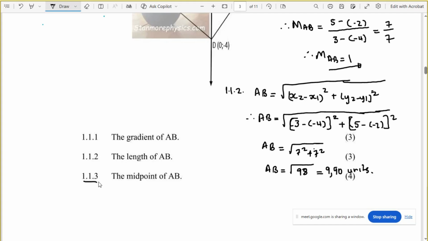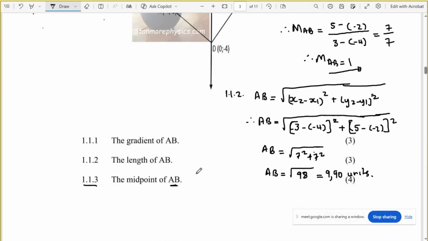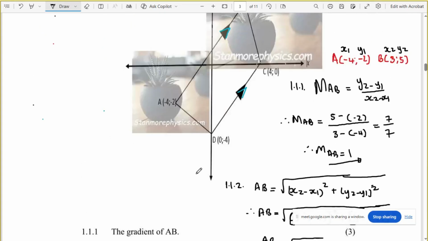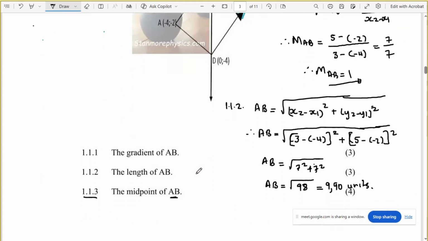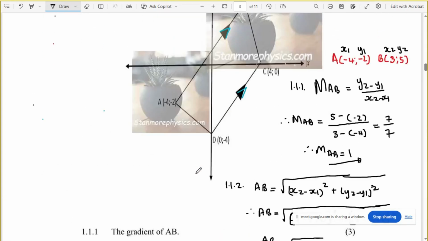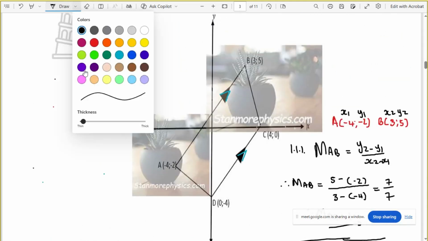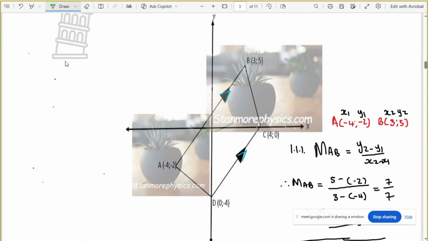Okay, the next question, they want you to find the midpoint of AB. And when they are looking for the midpoint of AB, I'm trying to understand, why is this question 4 marks? Just to find the midpoint, why is it 4 marks? Okay, it's fine. So to find the midpoint, do you still remember the midpoint formula? Yes, it's m equals x1 plus x2 over 2 plus y1. No, sorry, wait. Then comma y1 plus y2 over 2.